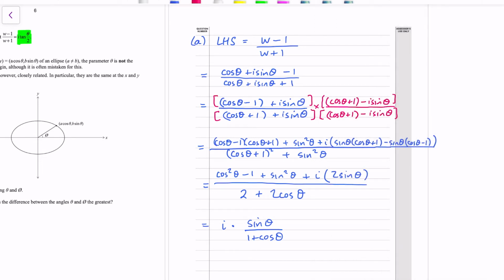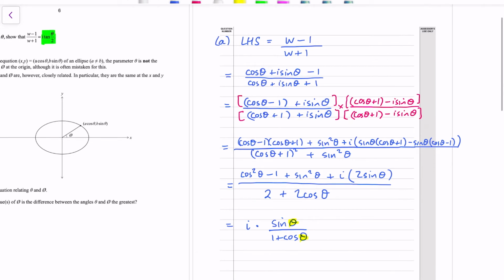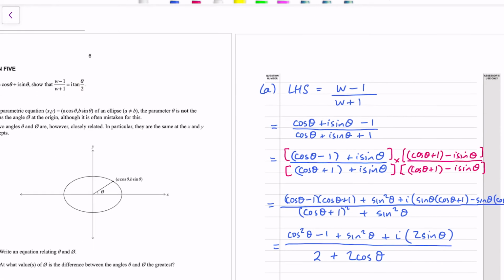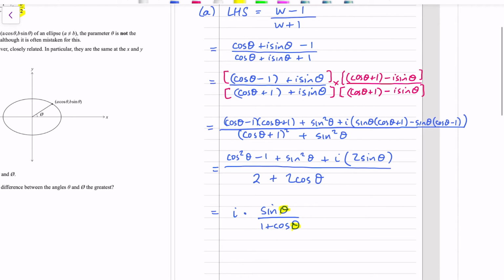For this last step, what we need is to turn the angles thetas into half angles. Okay, we're looking for tan of theta over 2, which is a half angle. So to do that, we use the double angle formula. Okay, the double angle formula for sine is sine 2 theta is 2 sine theta cos theta. And the only difference here is we don't want 2 theta, we just want theta.